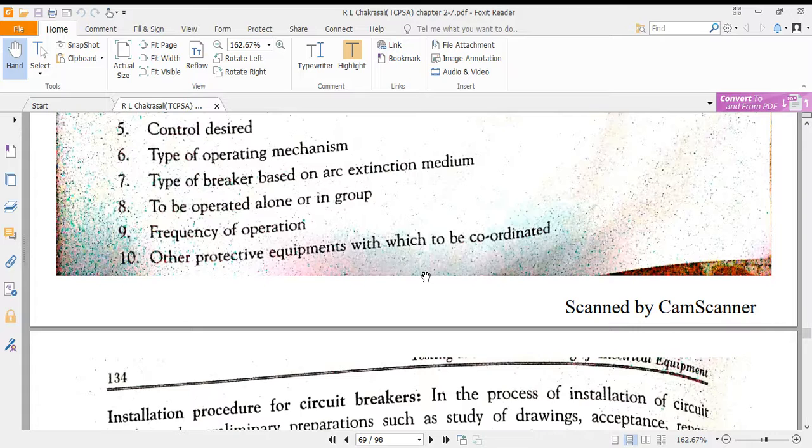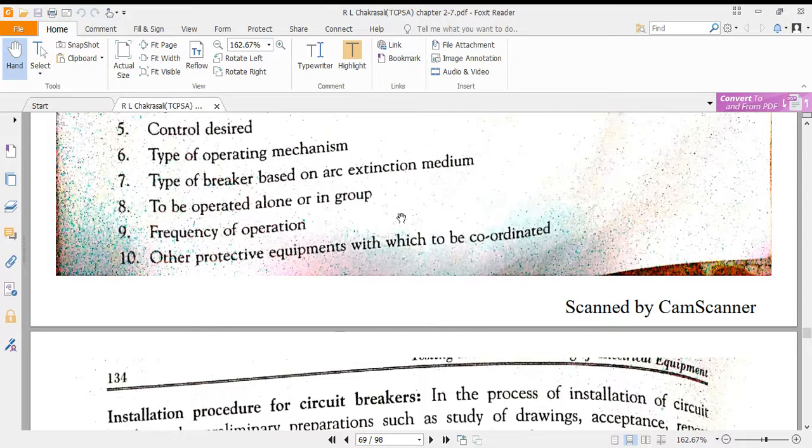To be operated alone or in group. This is also one of the conditions for how the circuit breaker has to operate. Whether it is an independent circuit breaker or it has to operate in the group. Operate in the group means generally the circuit breakers are in series because it is carrying the live current.